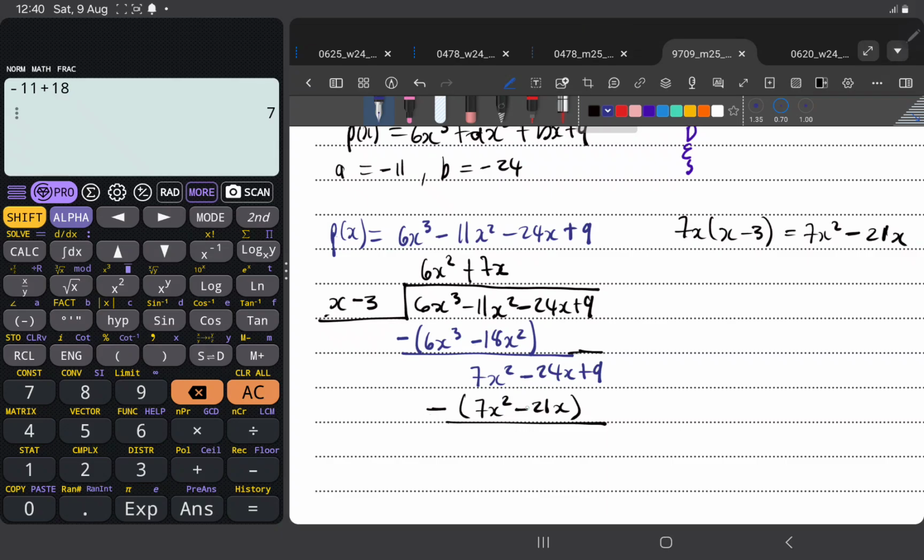Then negative 24x minus 21x is like saying plus, so you can say negative. Remember, when you're simplifying, you just take the numbers in front. Negative 24 minus 21, you get negative 45. So this is just going to be negative 45x.